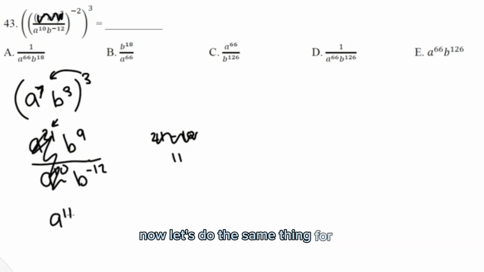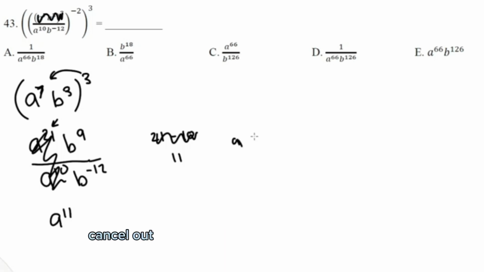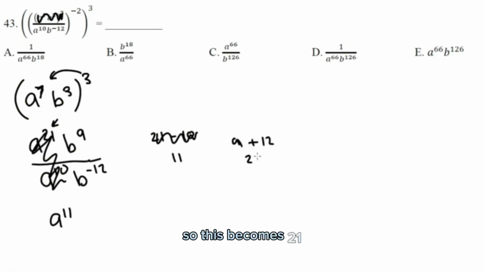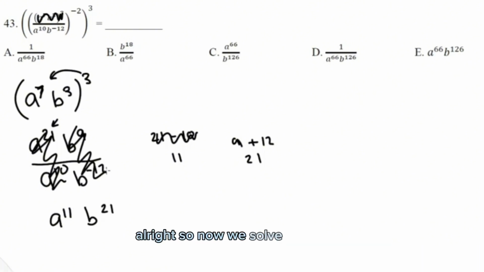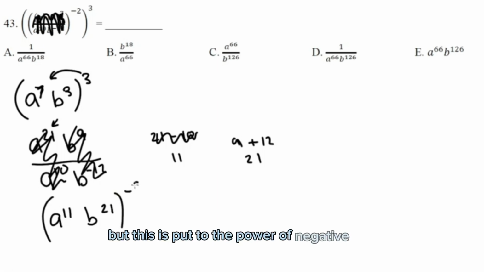Now let's do the same thing for b. So we have 9 and we have negative 12. So 9 minus negative 12 cancels out the negatives, which is just plus 12. So this becomes 21. So this is now b^21. This all cancels to that. Alright, so now we solve this entire parentheses. But this is put to the power of negative 2.